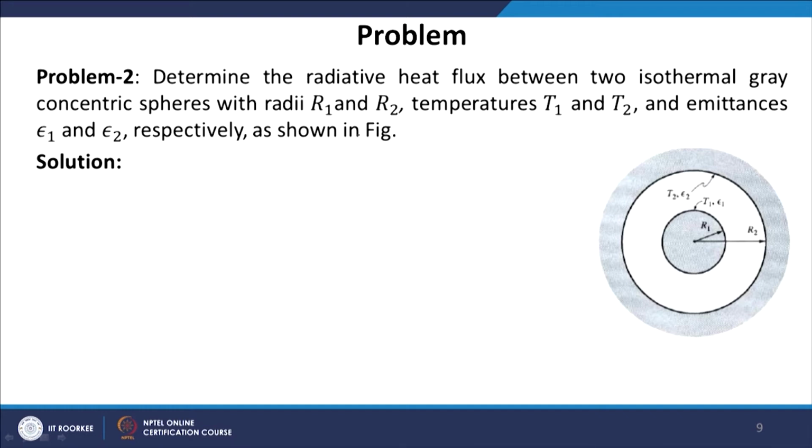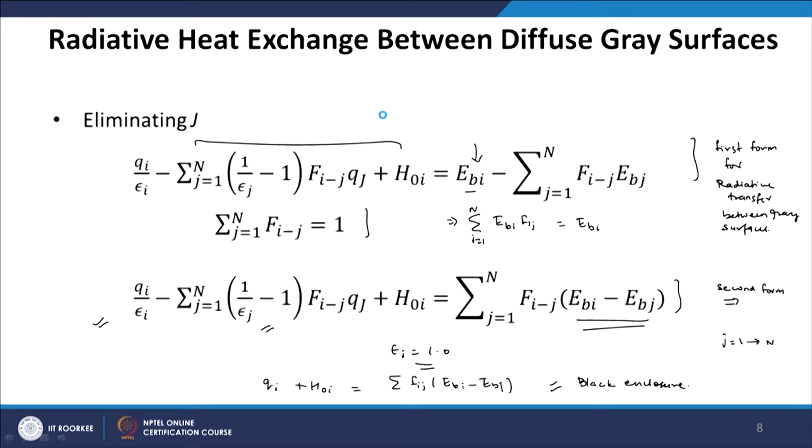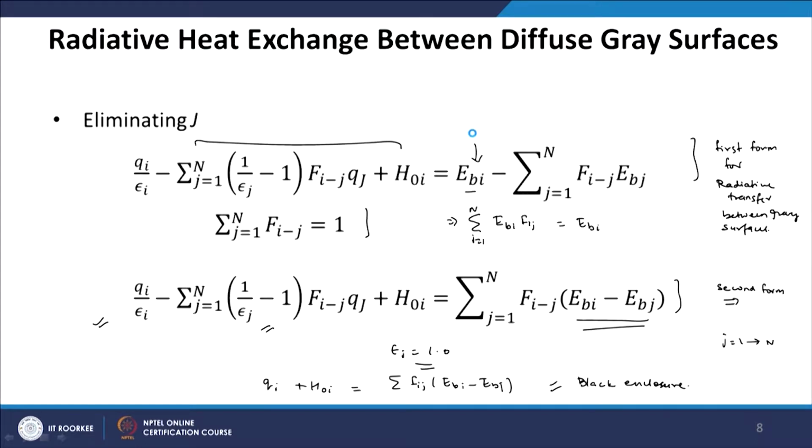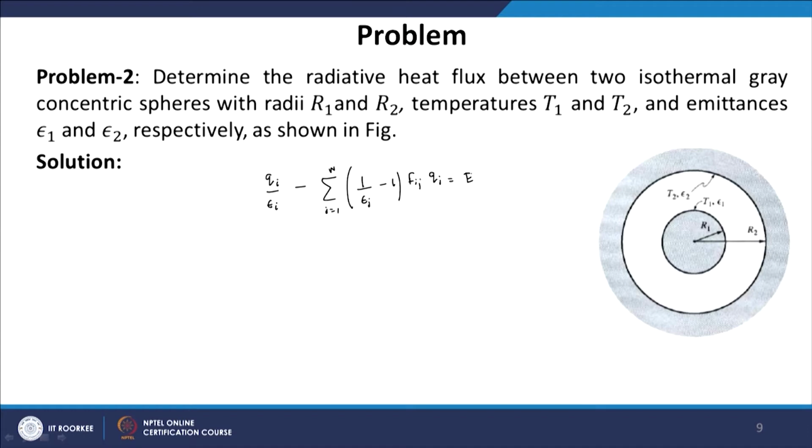So, we will use this equation. Let me just write down the equation first. The equation we will use is q i over epsilon i minus summation j equal to 1 to n of (1 over epsilon j minus 1) F i j q j. There is no h naught i, so we will just ignore it, and then it equals E b i minus summation over j equal to 1 to n of F i j E b j. So, this is the equation we are going to use.